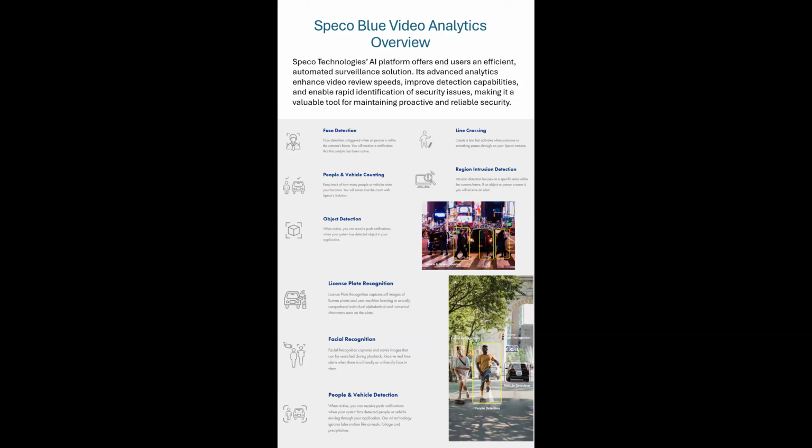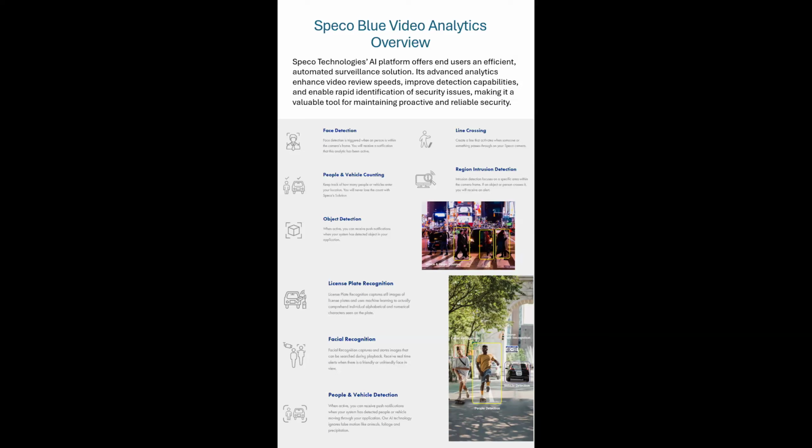Face detection is triggered when a person is within the camera's frame. You can receive notifications that this analytic has been active. So we're able to detect faces. Face detection is a lot like, of course, using hand grenades. I can detect a face 10, 20, 30, 40 feet away. But when we start moving that into recognition, I need a clear, closer face. There are more parameters involved in that application.